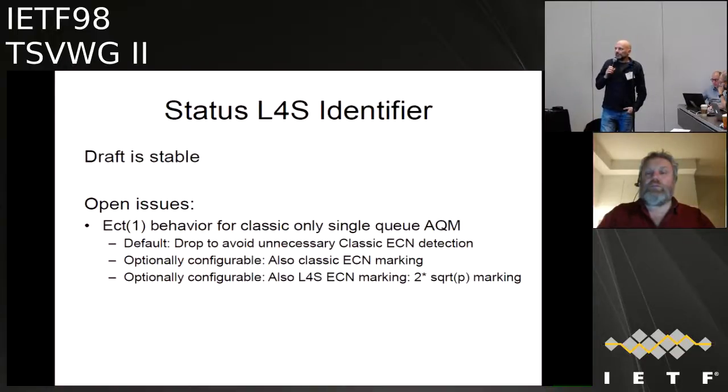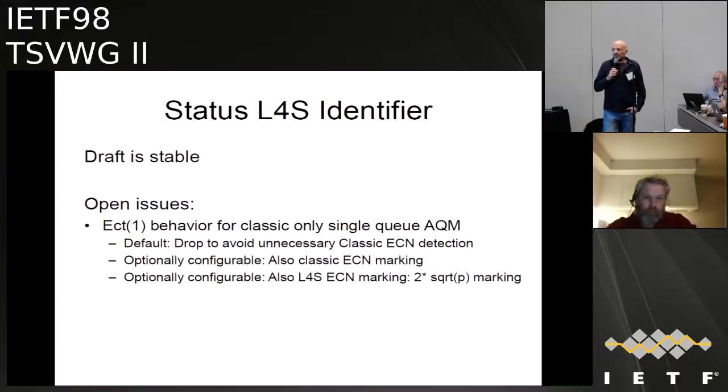So the next draft is the alpha-REST identifier. This draft is stable, let's say. An open issue was a question on the list about how ECT1 should be treated by AQMs, which are now designed, let's say. What should we do, because it's not yet a standard?